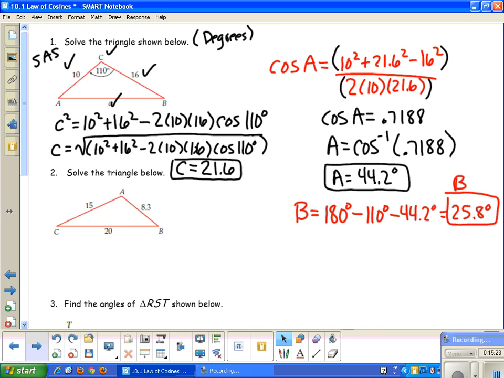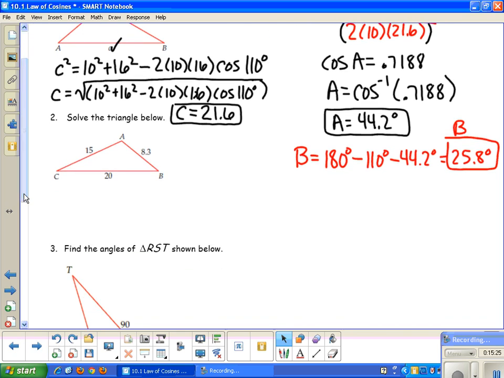So let's look at number 2 here. For number 2, it says we want to solve the triangle below. So for this triangle, we are given all 3 sides. So side, side, side. So if I'm given all 3 sides, that means I can use the law of cosines. And in this case, I'm going to have to use the alternate law of cosines because I'm trying to solve for the angles.